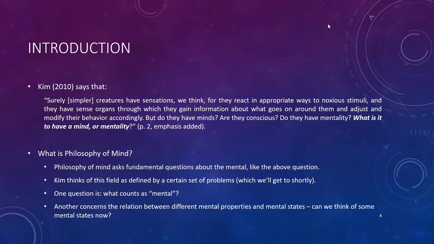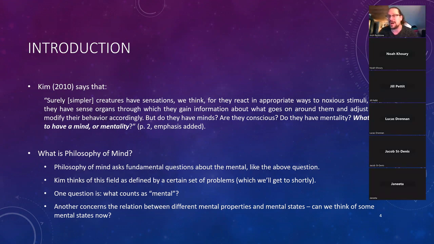So what is it to have a mind? Well, that's what philosophers of mind are interested in. We ask fundamental questions about the mental, like what is it to have a mind or mentality? And Kim himself, who's coming from an analytic philosophy sort of perspective, thinks of philosophy of mind as defined by a set of problems or a set of questions, if you like. One of those questions is, of course, what counts as mental? Another question concerns the relation between mental properties and states, and how those are all interrelated with one another. Can we think of some mental properties or mental states now?